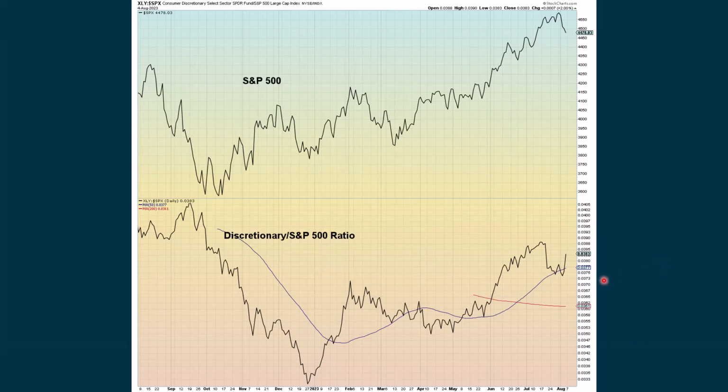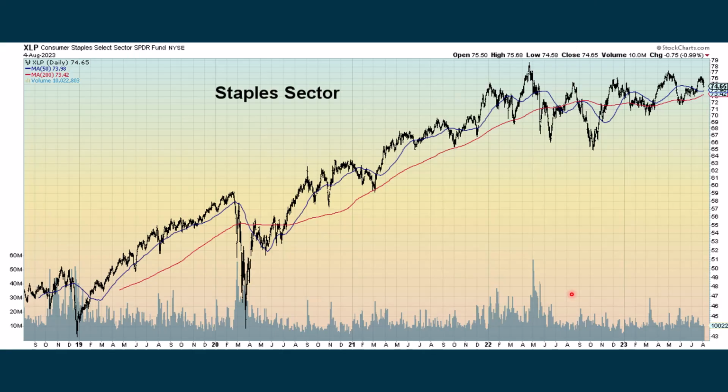Discretionary, the things that actually make life fun, they've been holding up fairly well, and they're starting to outperform the S&P, where a lot of other areas were down on the week. Discretionary held up fairly well. The staple sector, the things that you need to have no matter what's happening, still continues to be in an uptrend, but it's been really choppy for most of 2023.